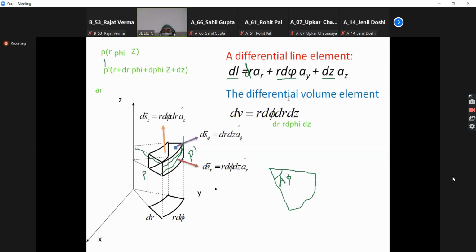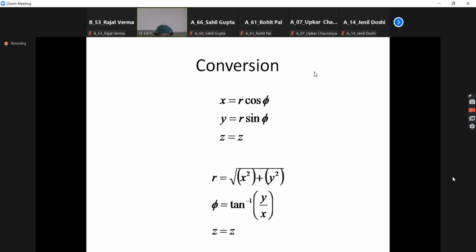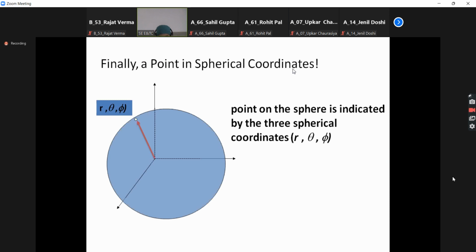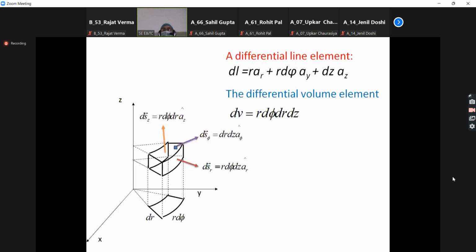Now, just as we saw in rectangular coordinates, here also there will be 6 surfaces. Okay, wait, it's okay, there will be 3 surfaces. There will be 6 surfaces here. Okay, so we will write down the surface area for those 3 surfaces.